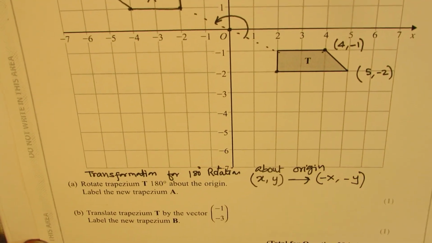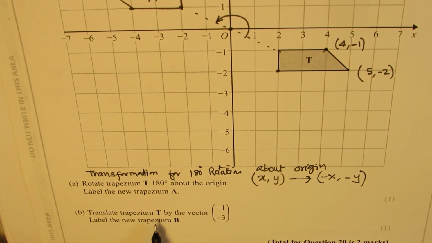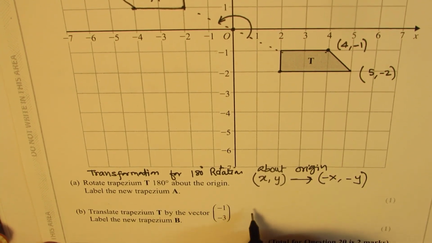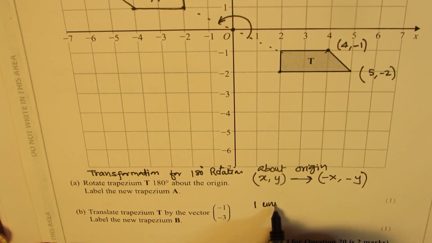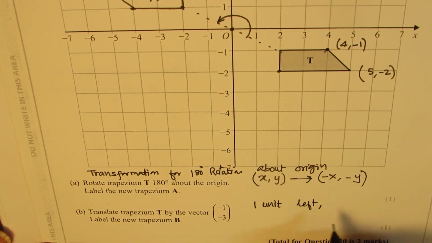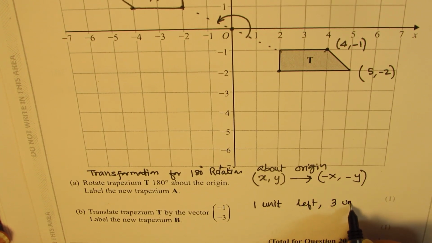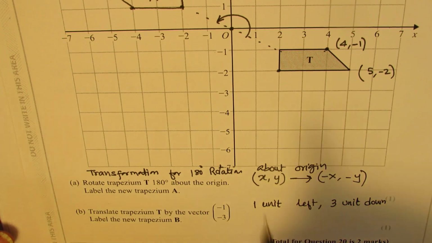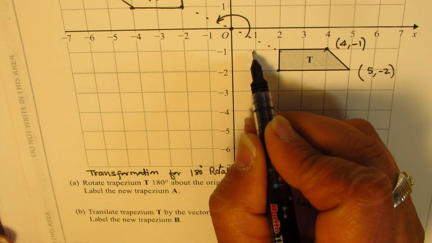Now, part B is translate trapezium T, that means the original one, by the vector minus 1, minus 3. Label the new trapezium as B. So minus 1 means 1 unit left, and minus 3 means 3 units down. Correct? So 1 unit left and 3 down.